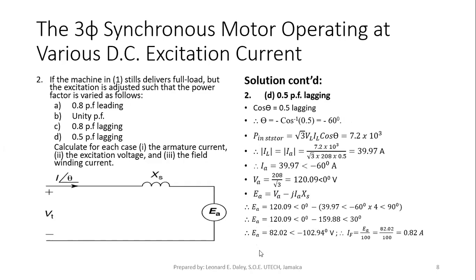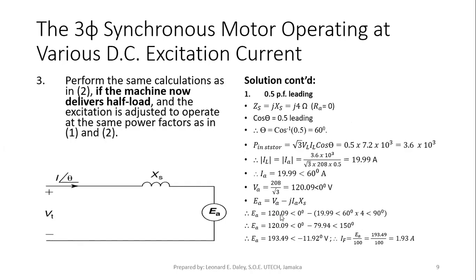And again for 0.5, EA works out to be 82 and IF at 0.82. All right, so if we do the same calculation.